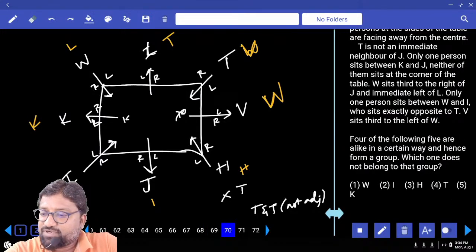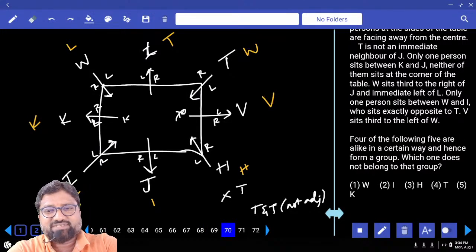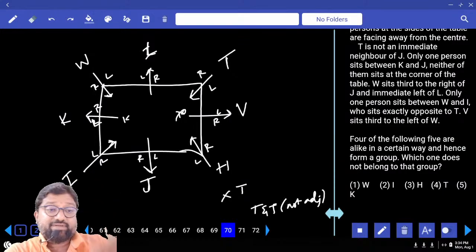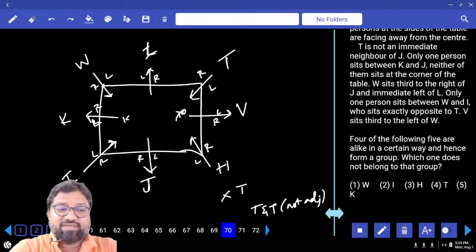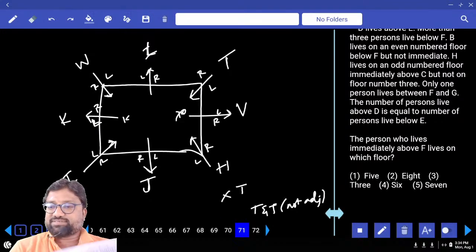Next one. 4 out of the following 5 are like, obviously this will be inside or outside. Inside or outside. So tell me. W inside, I inside, H inside, T inside. So my answer is K.